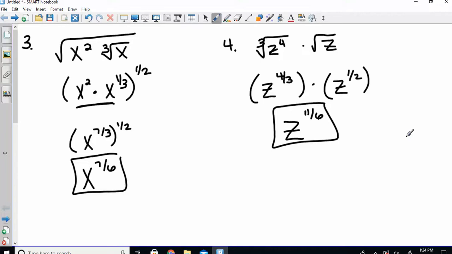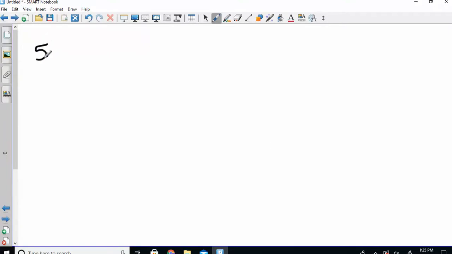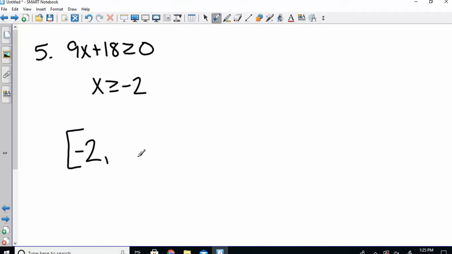Then the next type of question that will be on there, a domain question. So basically if it's an even radical, like number 5, whatever is under, so the 9x plus 18, has to be greater than or equal to 0. If you solve that, you get x is greater than or equal to -2. So your domain is -2 to infinity. And number 6, if it's an odd radical, what is your domain automatically?